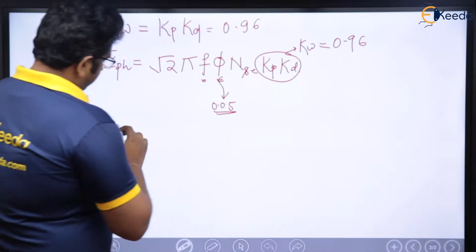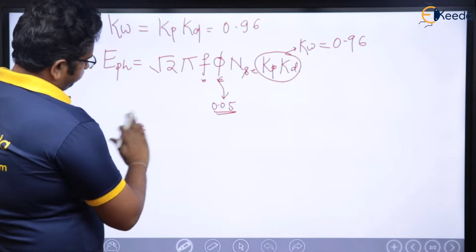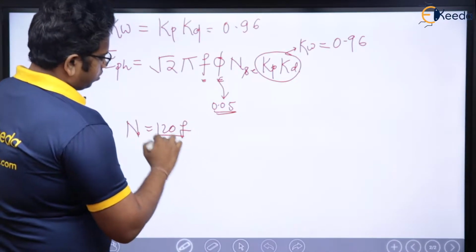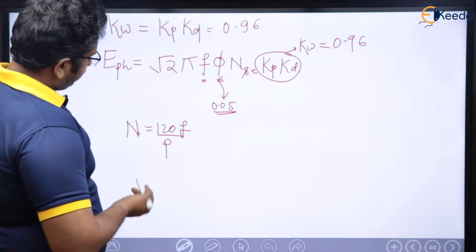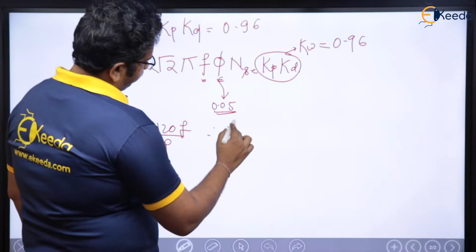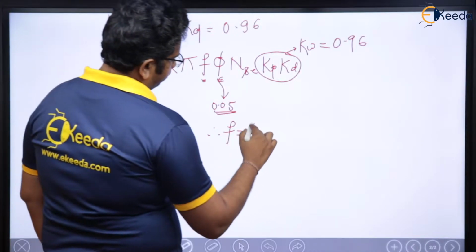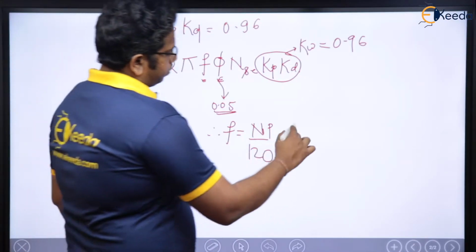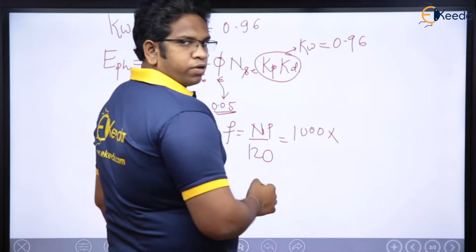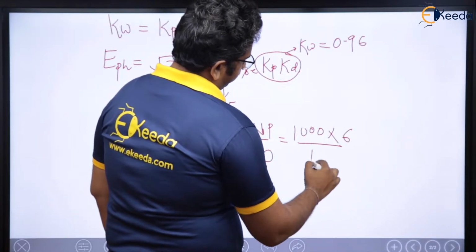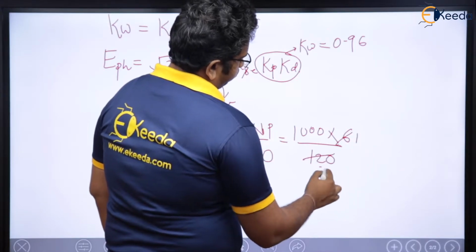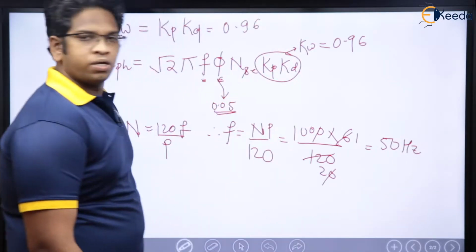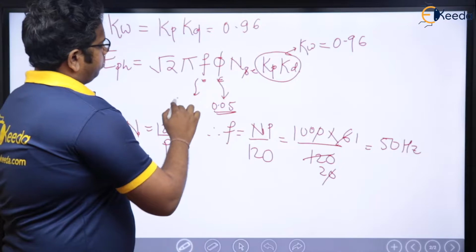So, N is equal to 120F upon P. Already we know, space and time are same. Therefore, frequency F is equal to N into P by 120. N is 1000, multiplied by the number of poles, 6, divided by 120. This is going to be 50 hertz. So now we have also got the frequency, which is 50 hertz.